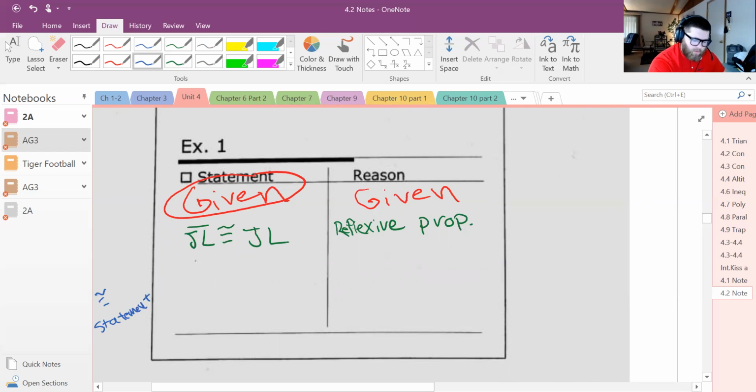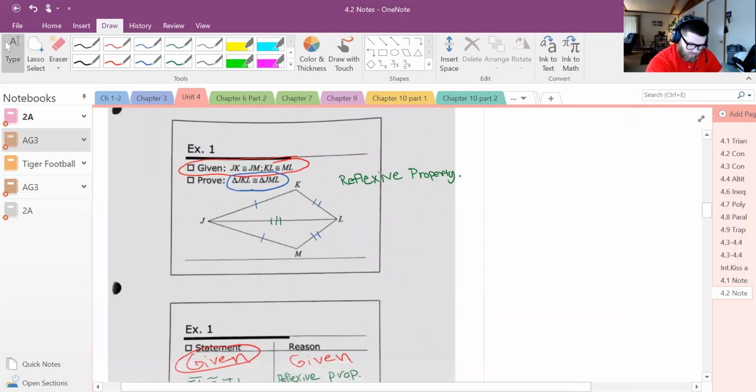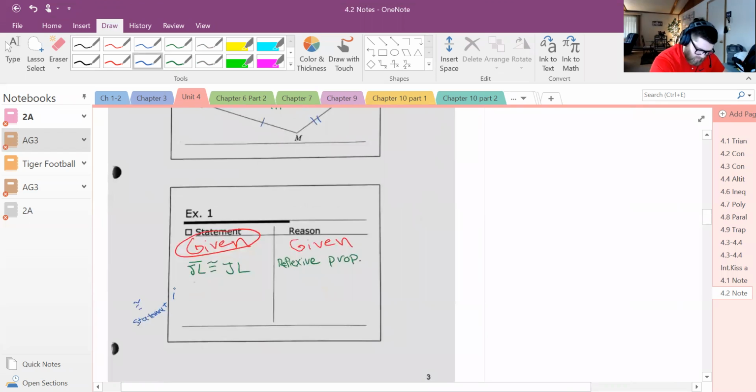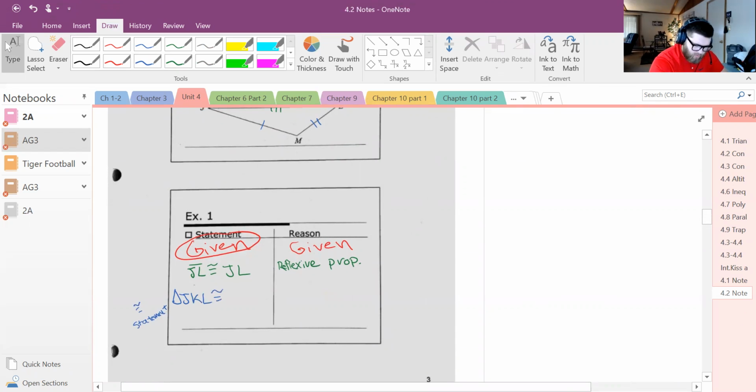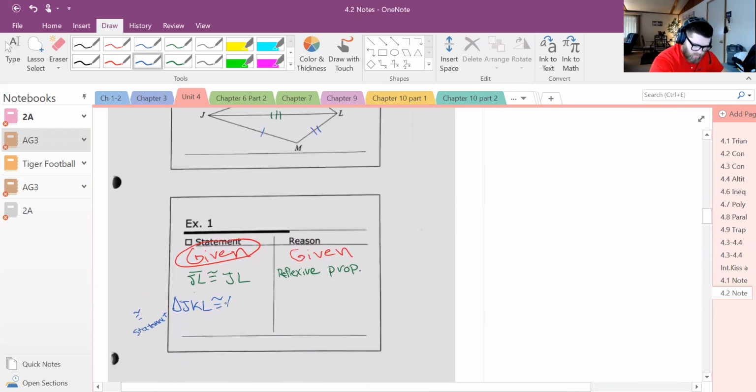That's going to be what we proved. Okay, now where can we get that from? Boom. Okay, so recreate that. So we have triangle JKL is congruent to triangle JML. Okay, and what's our reason? What's our tool that we just did? What's our shortcut? It's side, side, side.